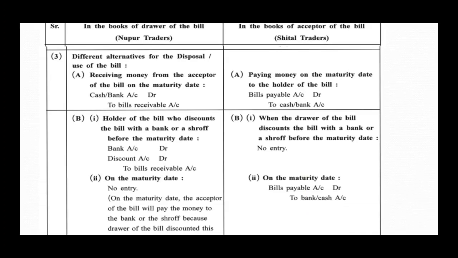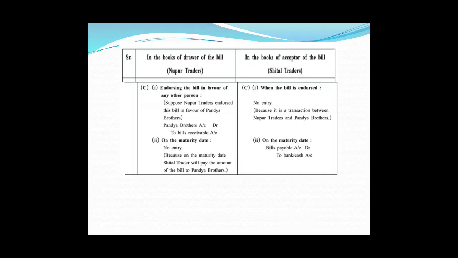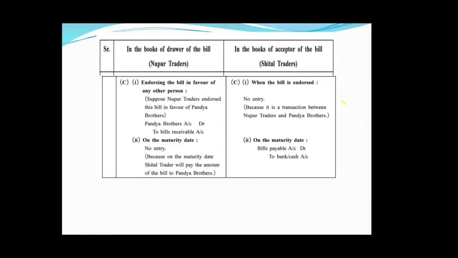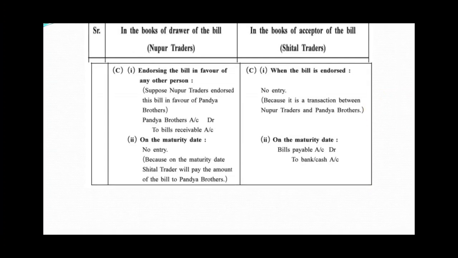And in the books of Sheetal, the same entry will be done which is done for the payment, that is bills payable account debit to bank account. Okay. Now let us move to the third situation, where bill is endorsed in favor of someone. Endorsing a bill in favor of any other person. Suppose the bill is endorsed by Nupur in favor of Pandya brothers.